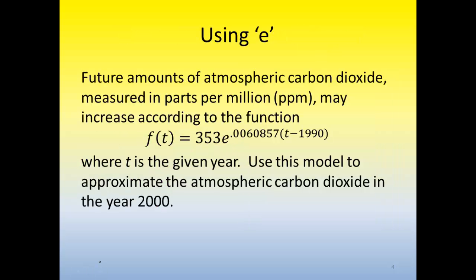Okay. Now we're going to go ahead and try one of many applications that we can use with e. We're going to be talking about more together in class the next time. So let's read this one. Future amounts of atmospheric carbon dioxide measured in parts per million, ppm, may be increased according to the function f of t equals 353 e to the power of 0.0060857 times (t minus 1990), where t is the given year. Use this model to approximate the atmospheric carbon dioxide in year 2000.